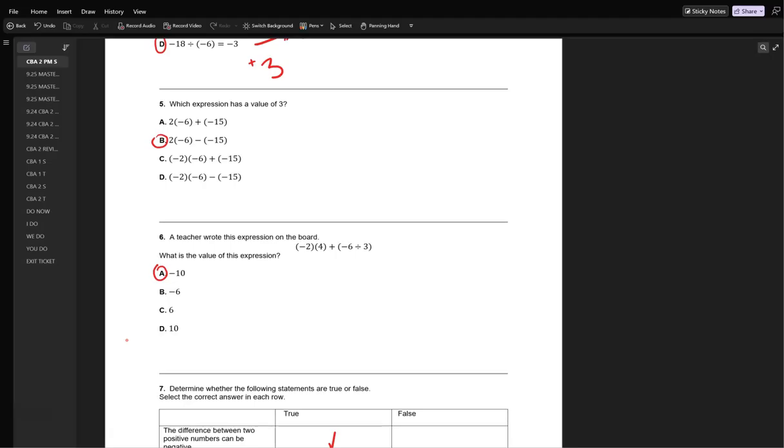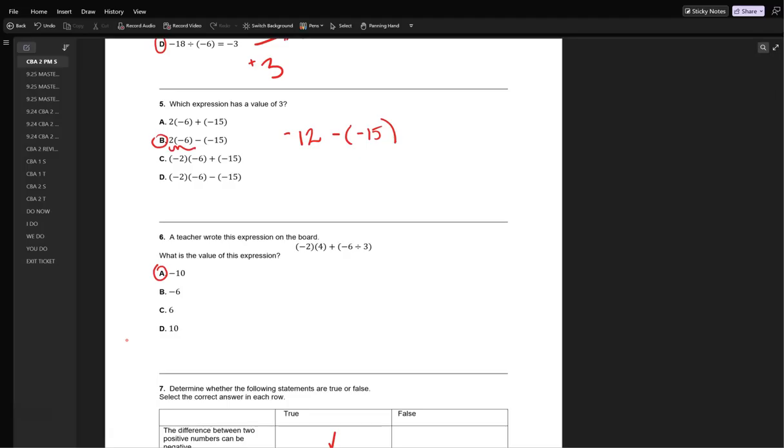All right. So B's got the value of 3, so let's go and prove it. Now, remember, you're supposed to multiply and divide before you add or subtract, so let's do this portion here. 2 times 6 is 12. Different signs means the result will be negative.